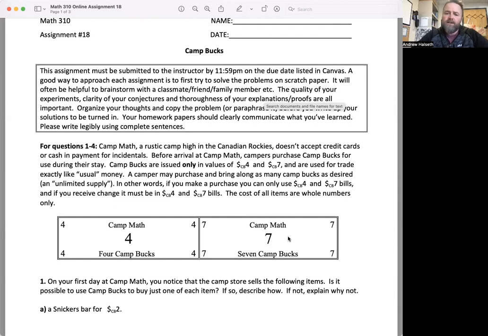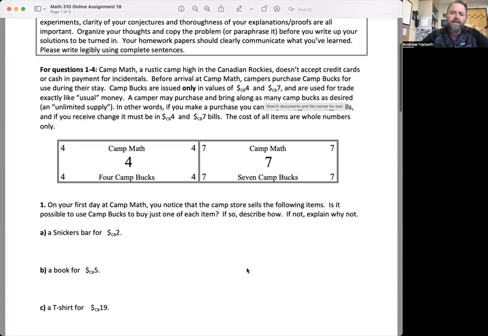So for a $10 item, one way I'm thinking of it is, well, I could give the cashier two $7 bills, which would be $14, and then receive one $4 bill as change. So that would be a net total of $10. So for each of these, explain how you would do it.